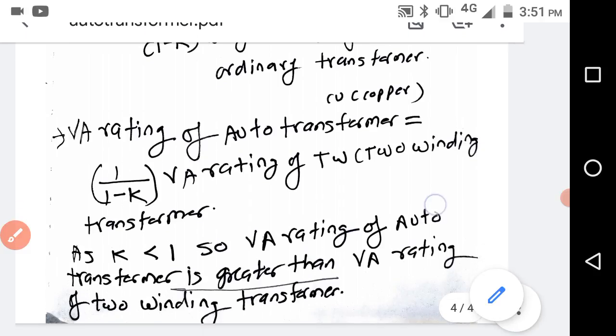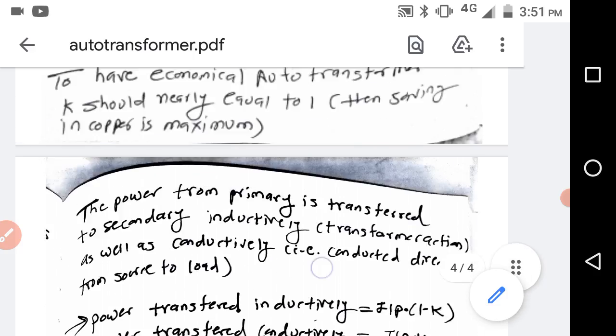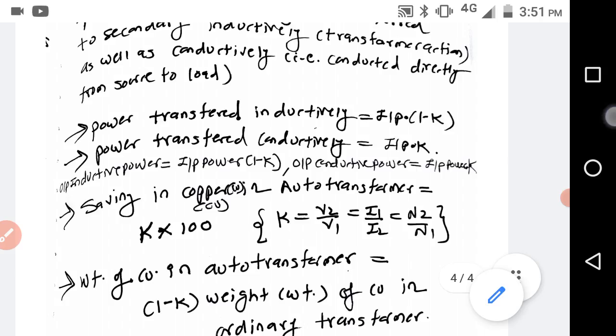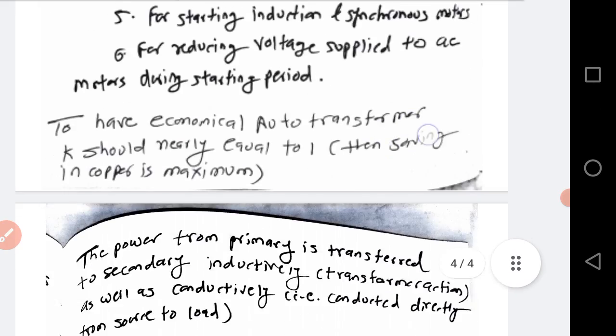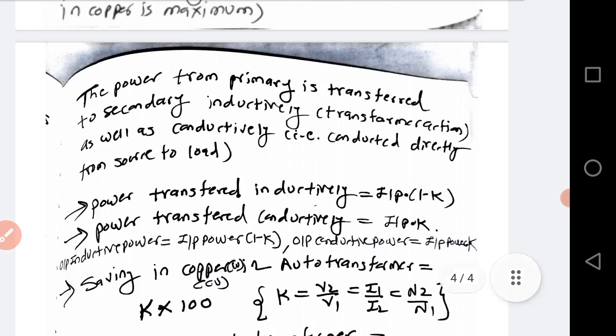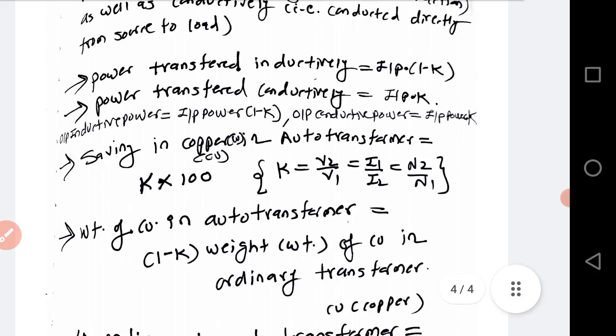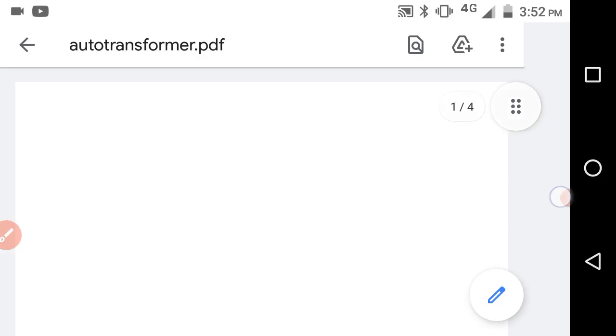Normally K is less than 1. So the VA rating of an auto transformer is greater than the VA rating of a two winding transformer. Also, to have an economical auto transformer, K should be nearly equal to 1. Economical means cost is less. At that time the copper required should be less, so the copper saving should be more. So when you get the most copper saving, K is reaching 1. So this is it for this video.